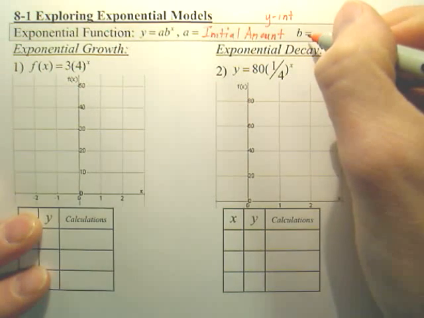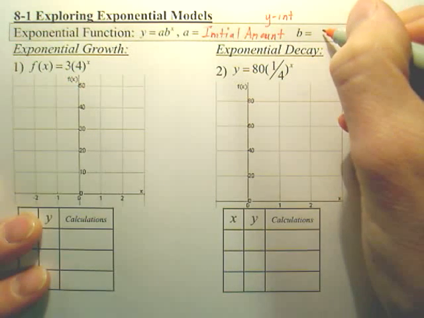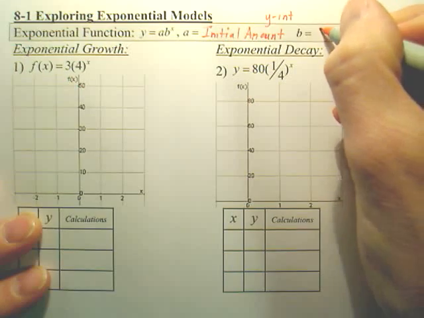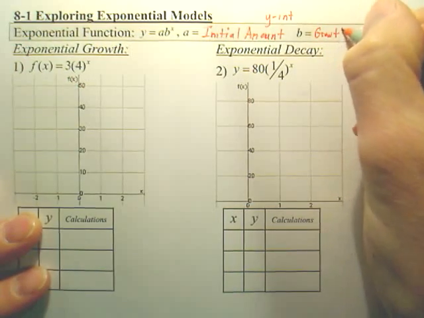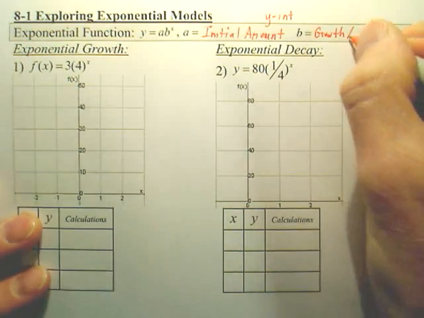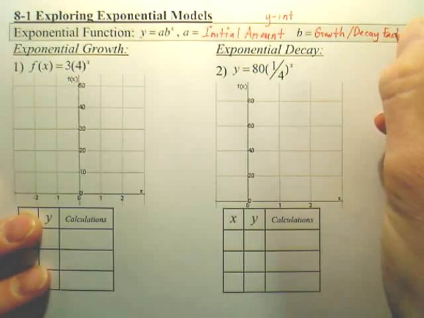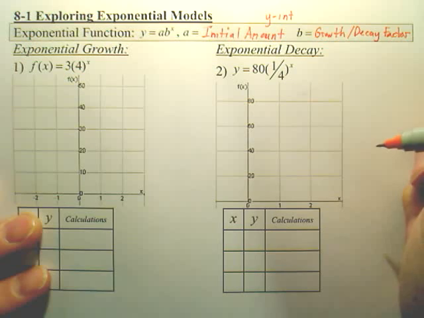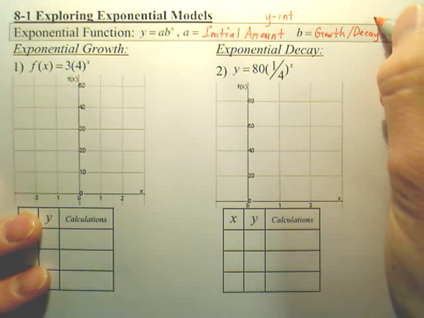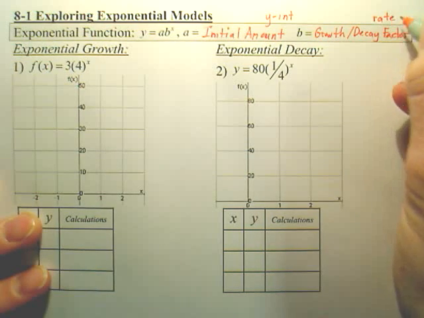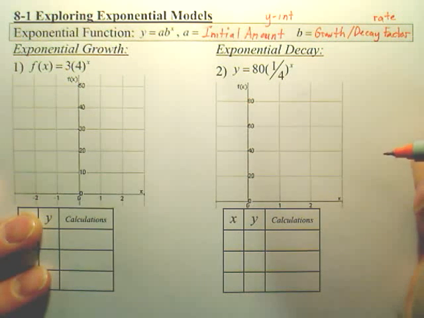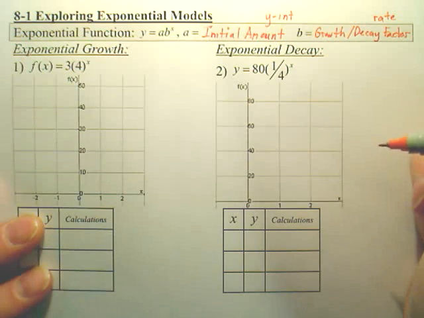Your b value is called your growth, or depending on what kind, decay factor. Your b value is your growth or decay factor. Another word for that is it's kind of like your rate. The b value is your growth or decay factor. It's your rate. The a value is your initial amount. It's your y-intercept.